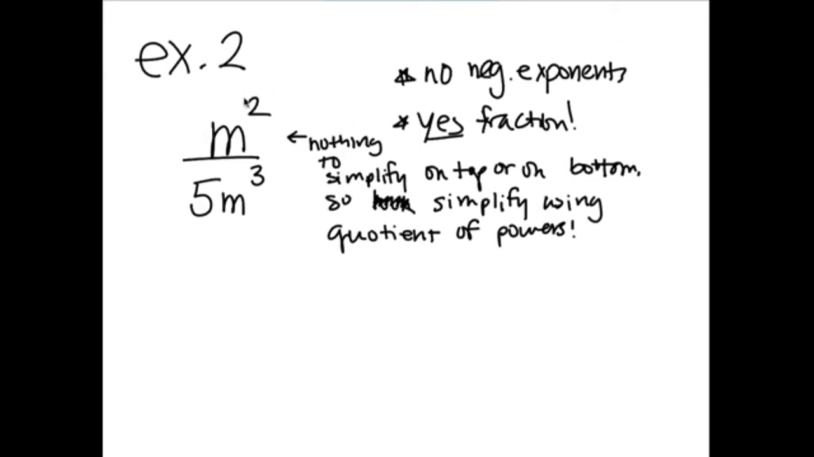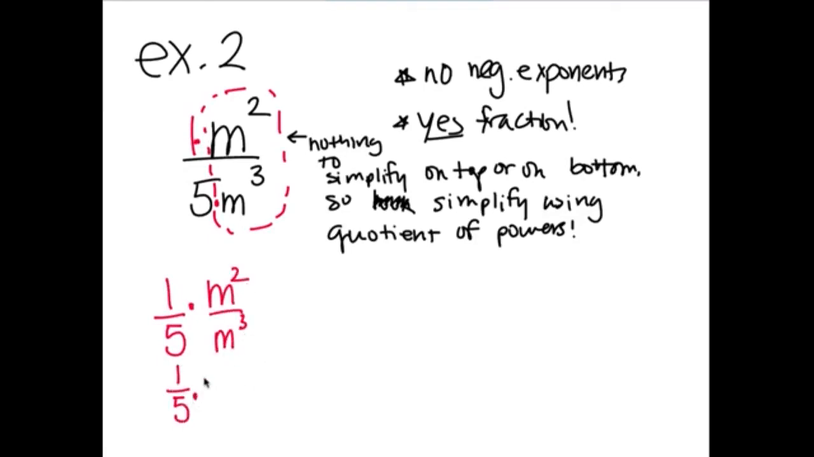Now what you need to notice, though, is my quotient of powers deals with my base m. That 5 on the denominator is not to the third power. 5 is not grouped with the m. So what I did was I wrote a 1 up in the numerator just so that you could see that I could split this fraction up into 1/5 times m to the second over m to the third. The 5 is not related to that third power. So once I break those up, I can use my quotient of powers rule to subtract those exponents.